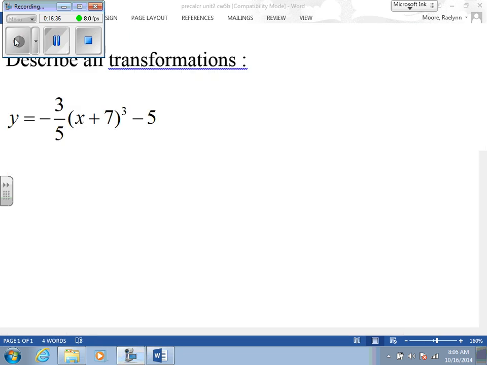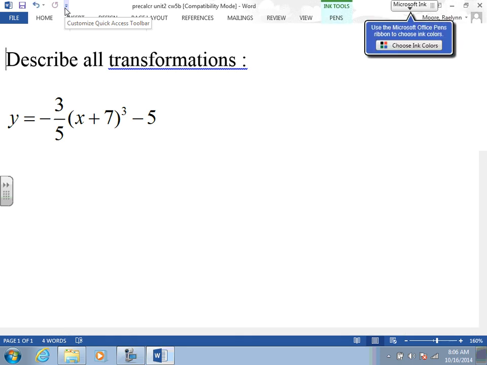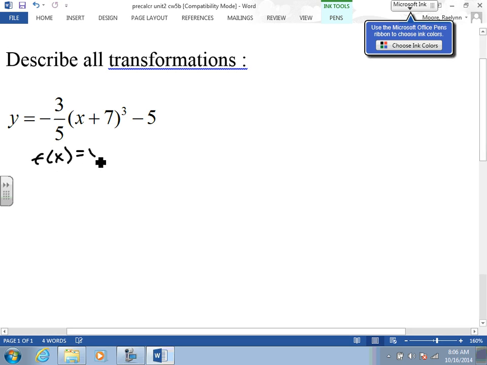Today I was going to... So what's my parent graph? What's my core graph? No, my basic core graph that I do everything from. X cubed. Simon, you with me? Parent graph.